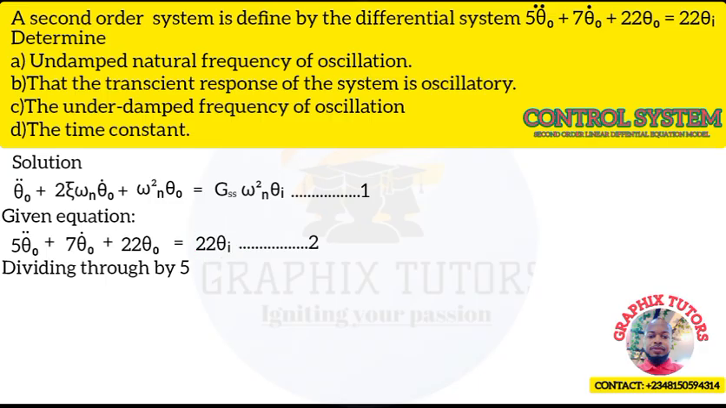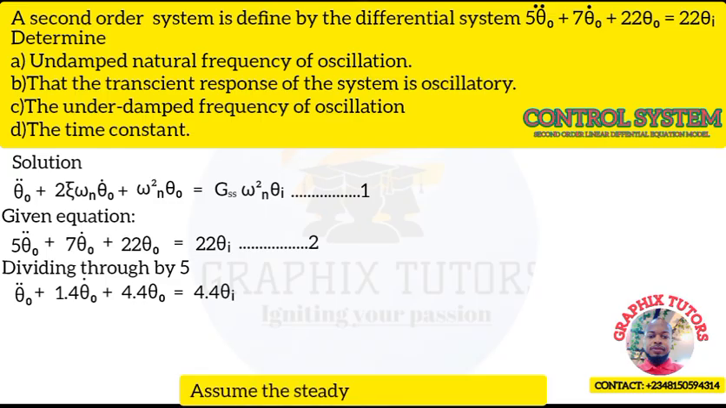So what will I be having? I'll be having theta sub o double dot plus 7 divided by 5 is 1.4 theta sub o with single dot plus 22 divided by 5 is 4.4 theta sub o equals 4.4 theta sub i. So I'll term that my equation 3.